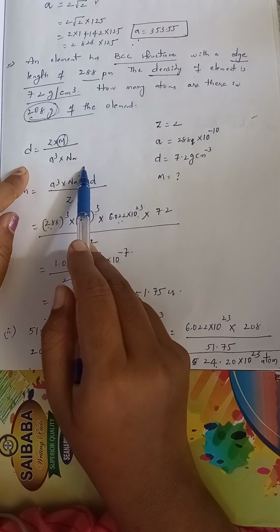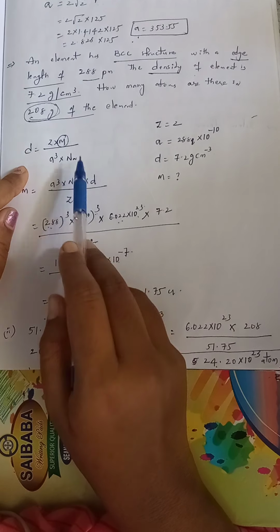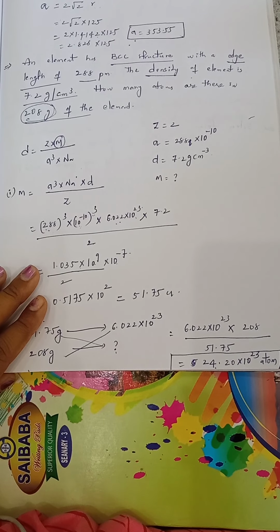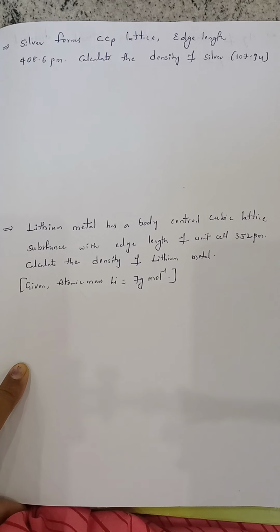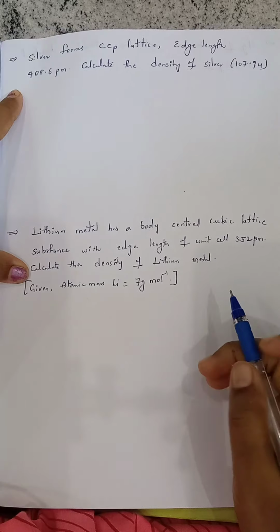divided by a cube into Na. Na is a constant. Z value changes from one unit cell to another unit cell. M value, m becomes equals to a cube into Na into d divided by Z. Okay, so in this way also we can find out about the number of atoms or particles present in the given amount of element. See here, there are two more problems.